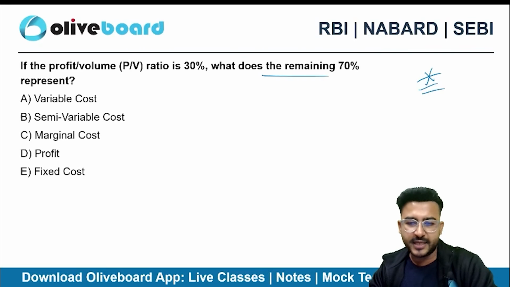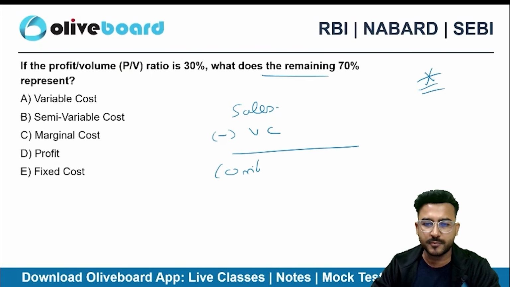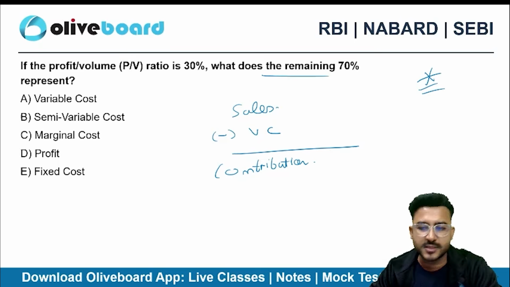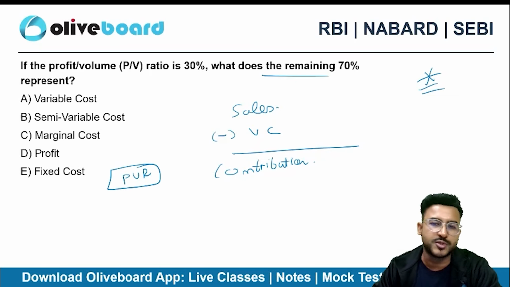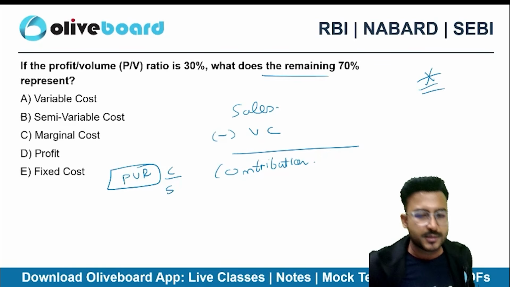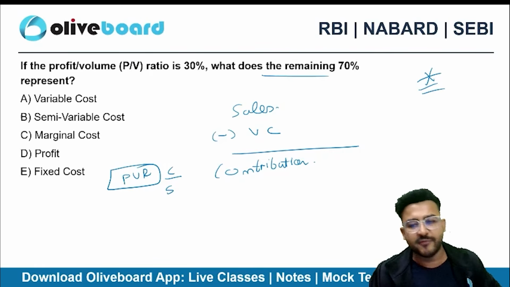So what is the income statement as per marginal costing? First I have sales, then I deduct the variable cost, then I get the contribution. Now what is this contribution? This is nothing but PVR only, PV ratio only, right? PVR is nothing but contribution to sales ratio. So if I try to express contribution in terms of percentage, it will be nothing but PV ratio only.